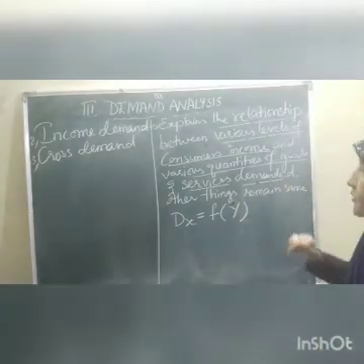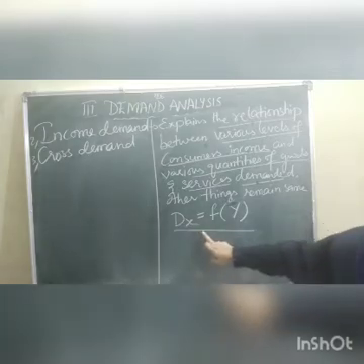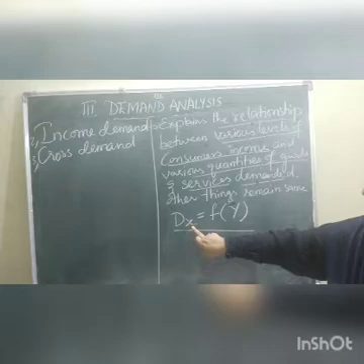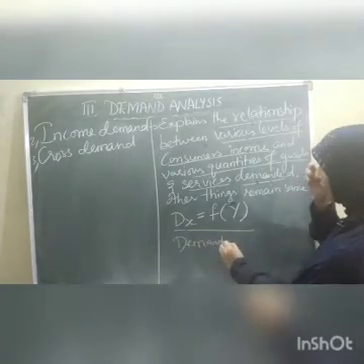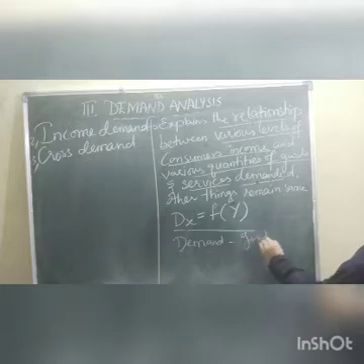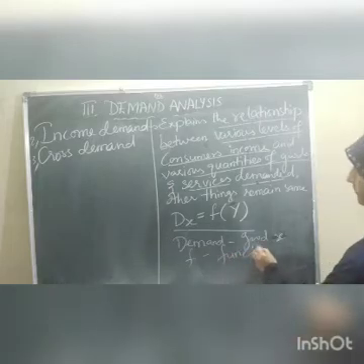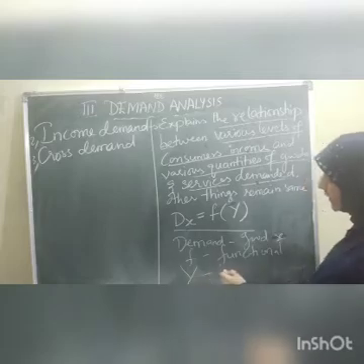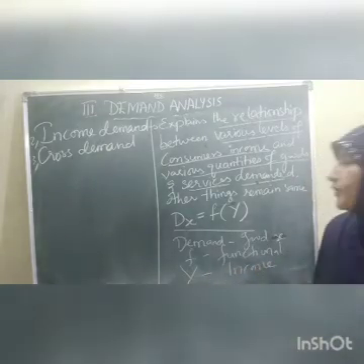It can be very well explained by this particular formula: Dx = f(Y). Dx is the demand for the good x, f is a functional relationship, and Y stands for the income.